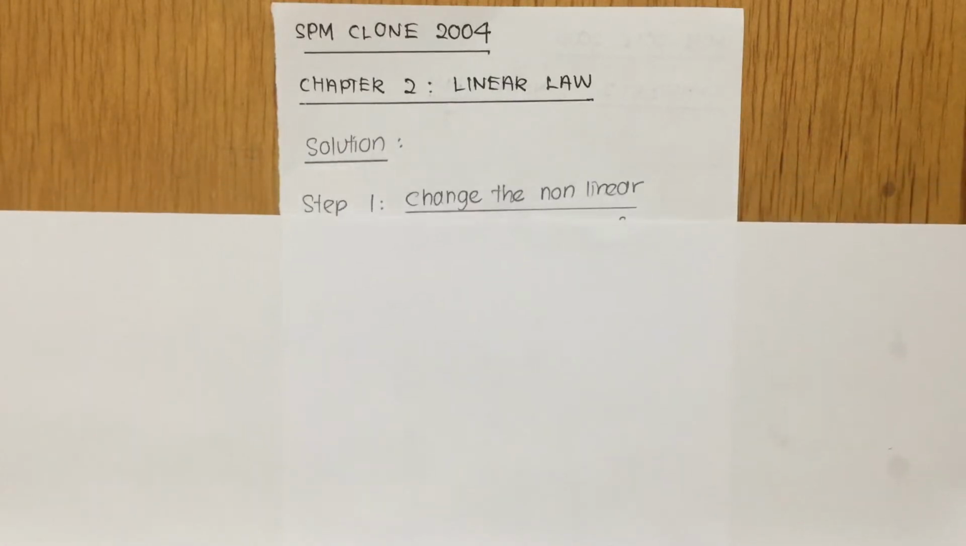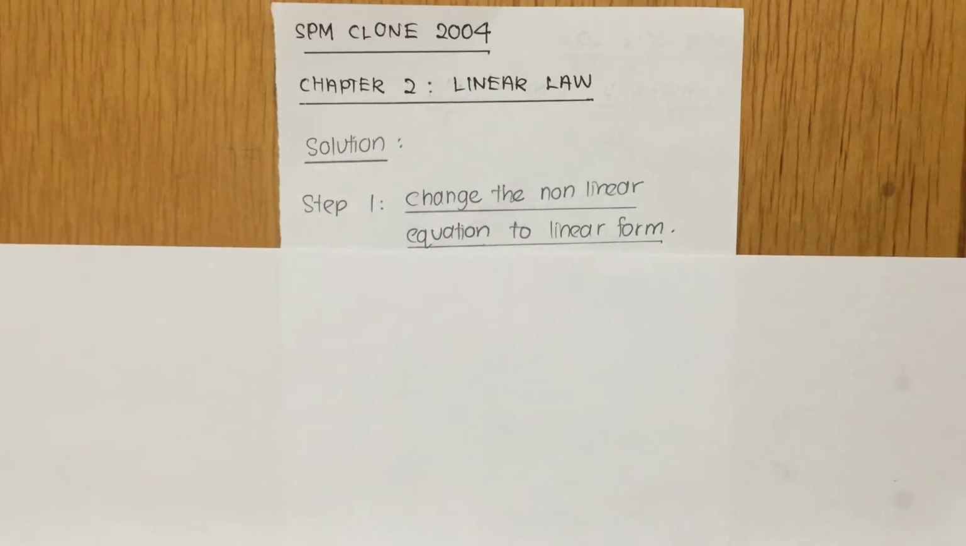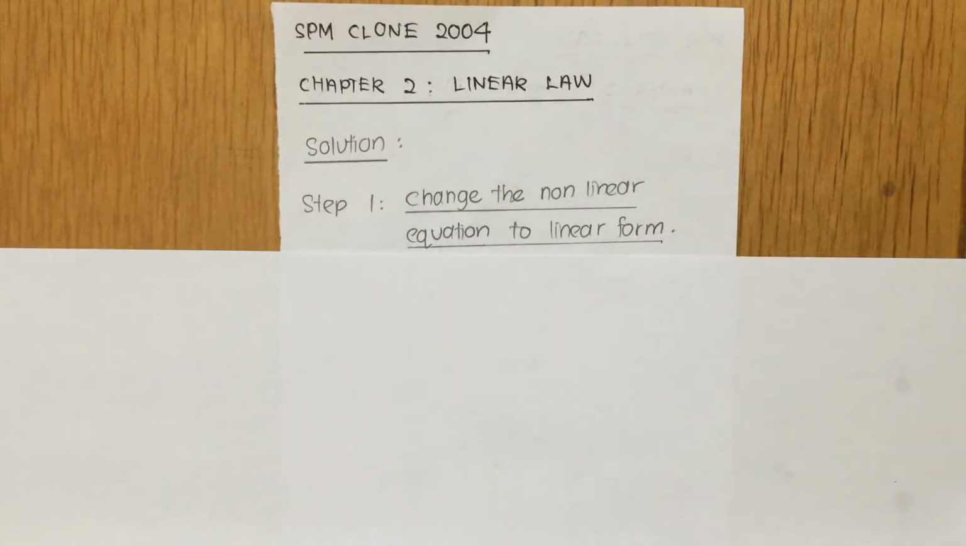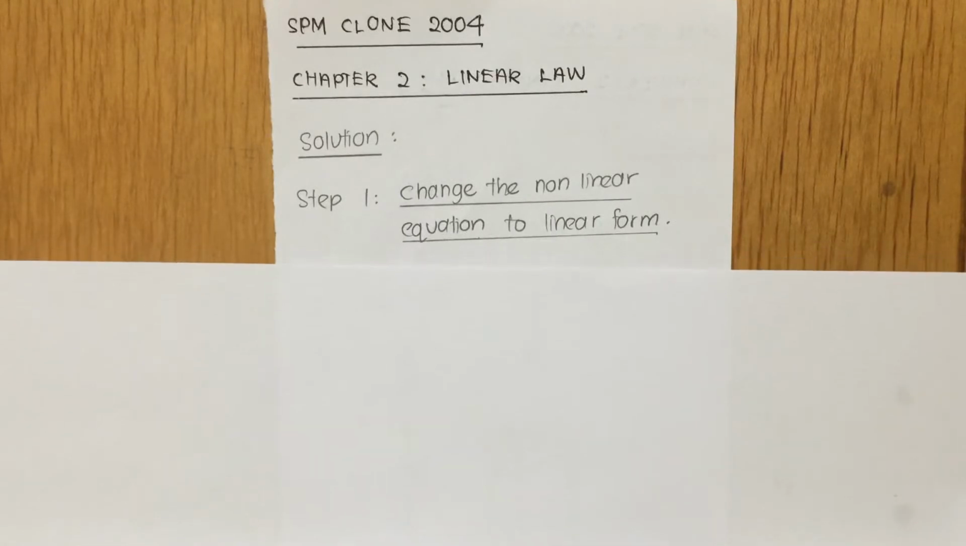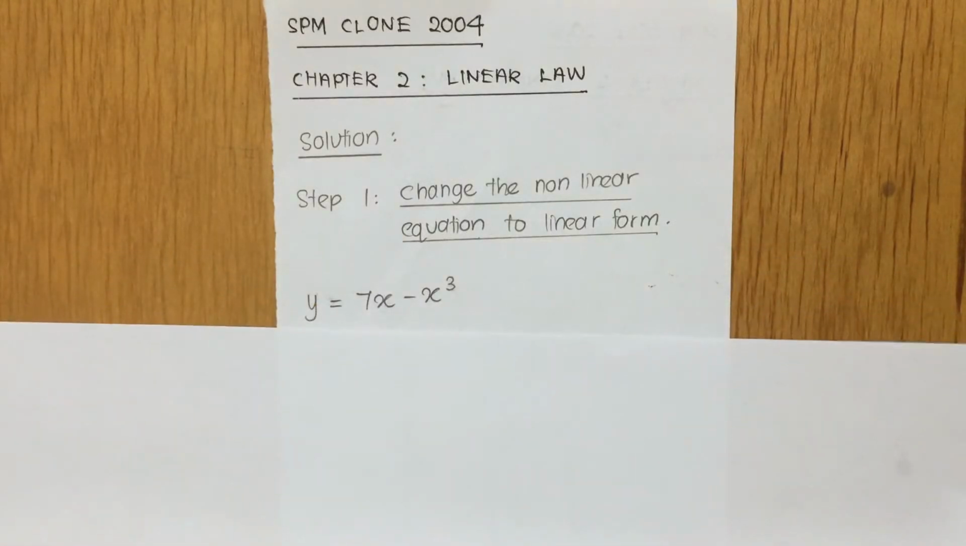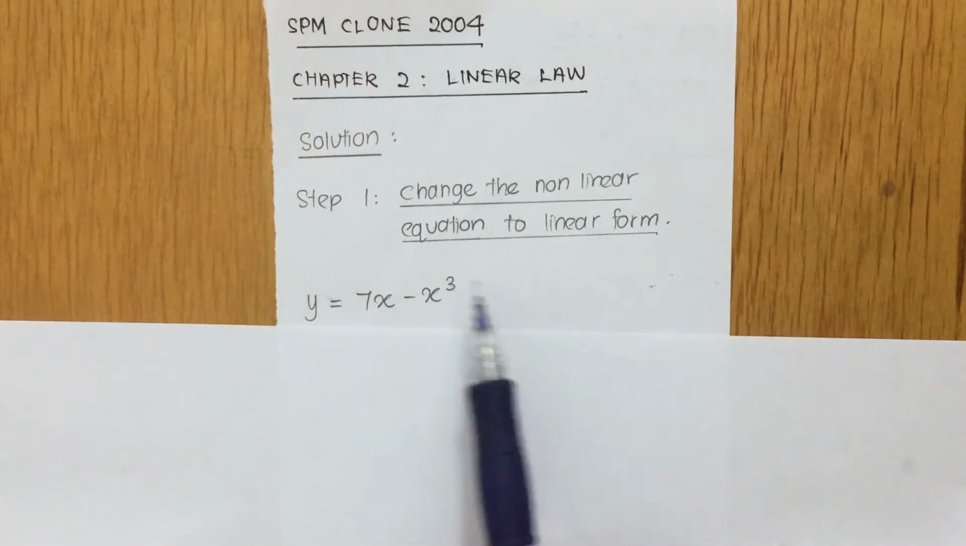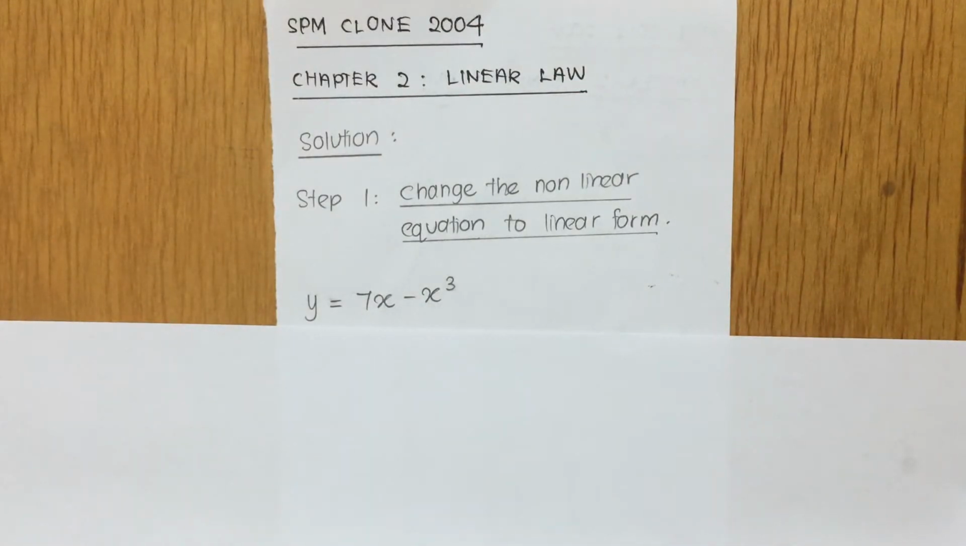Okay, the first step what we need to do is we need to change the non-linear equation to linear form. Okay, this step is pretty standard, guys. Okay, so let us continue. So in the question they already gave us y equals to 7x square minus x cube. As you can see, this is in the non-linear form, so we need to change this into the linear form.